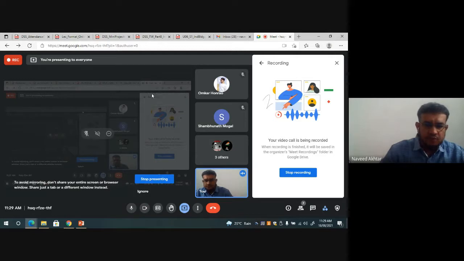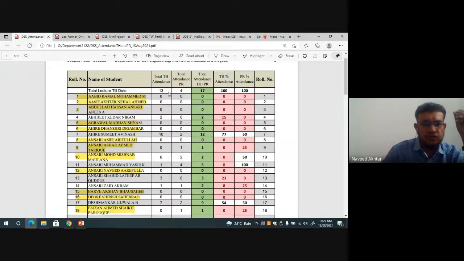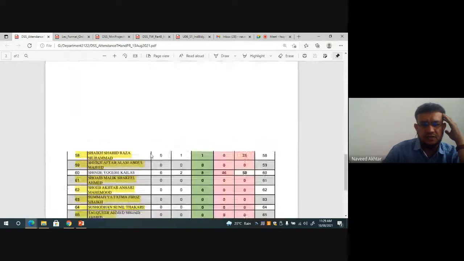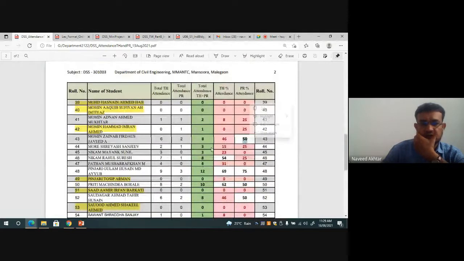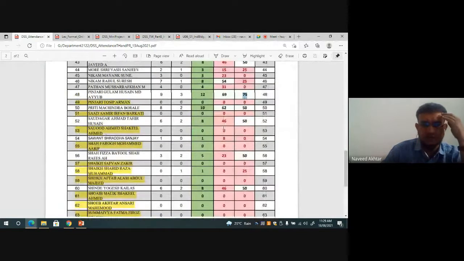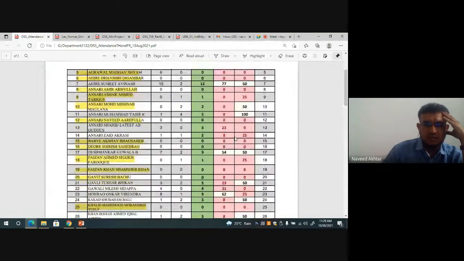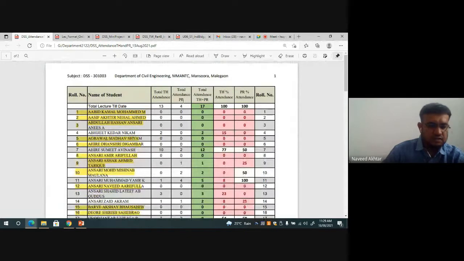Now we will start our session. Actually, this is also the attendance record. The yellow marked students have 0 attendance, and many students have 100% or 90% or 65% or 55%. There is 50% attendance and 75% for regular students. Even someone has 75% attendance for the training and practical class. Few students are only joining the practical class, and few students are only joining your lecture or theory class.